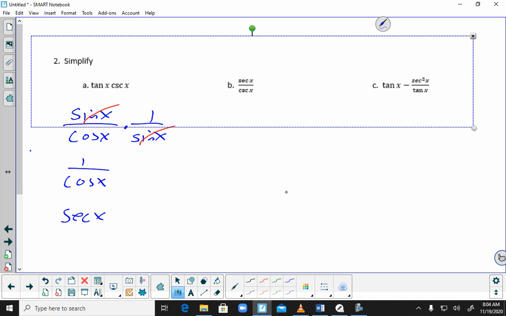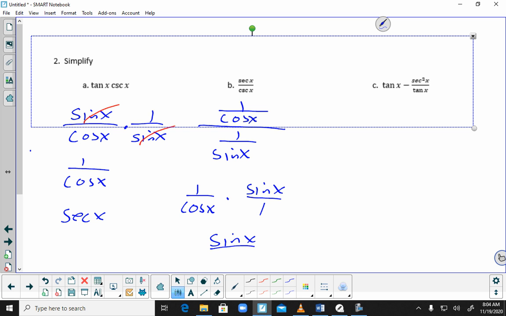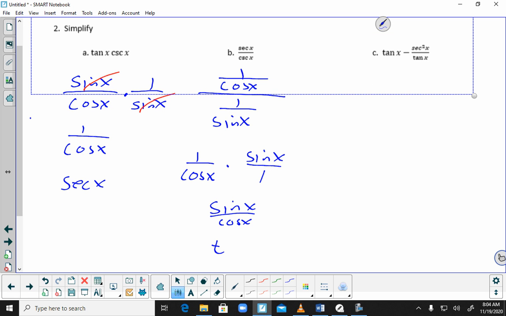Now b, the secant of x is 1 over cosine of x. The cosecant is 1 over sine of x. Remember, I'm keeping the first fraction the same. I'm flipping the second fraction. So when I multiply straight across, I end up with sine of x over cosine of x, which I'm going to rewrite as the tangent of x.